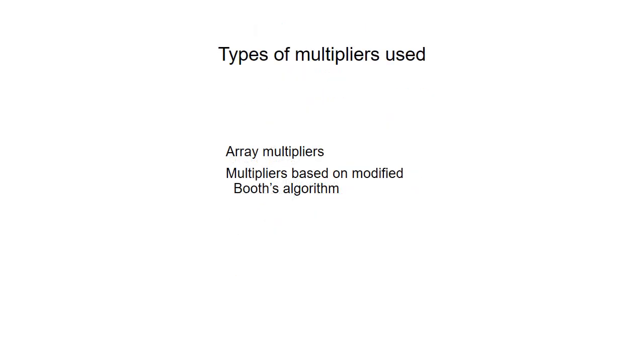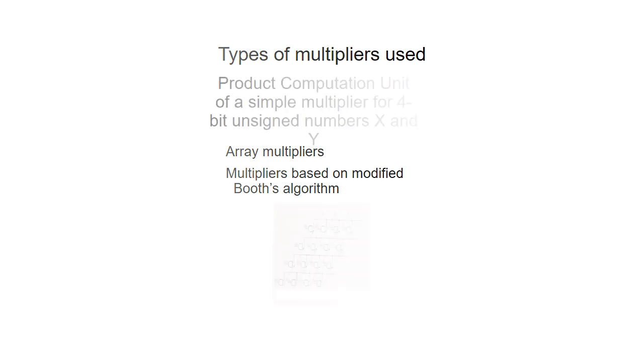Types of multipliers used. So there are three types of multipliers used. One is the array multipliers. Next will be the multipliers based on modified Booth's algorithm. So these are used for multiplying processes, and it should maintain the methods of modifying the array data.